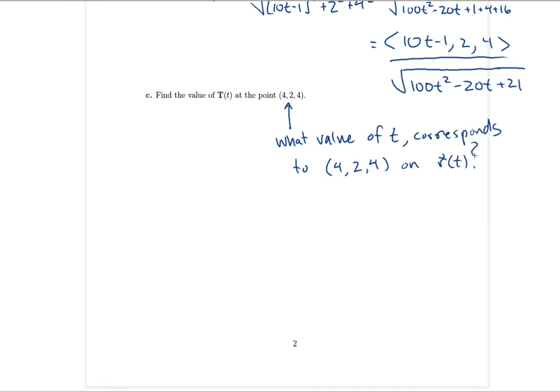So now what we have to do is go back to the original, right? So r of t, not r prime of t, but r of t is 5t squared minus t, 2t, 4t. So we know that that should be (4, 2, 4). 5t squared minus t equals 4. We know that 2t should equal 2, and we know that 4t should equal 4.